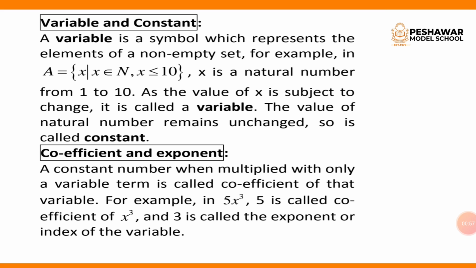Coefficient and exponent. A constant number when multiplied with only a variable term is called the coefficient of that variable. For example, in 5x cube, 5 is called the coefficient of x cube and 3 is called the exponent or index or power of the variable.